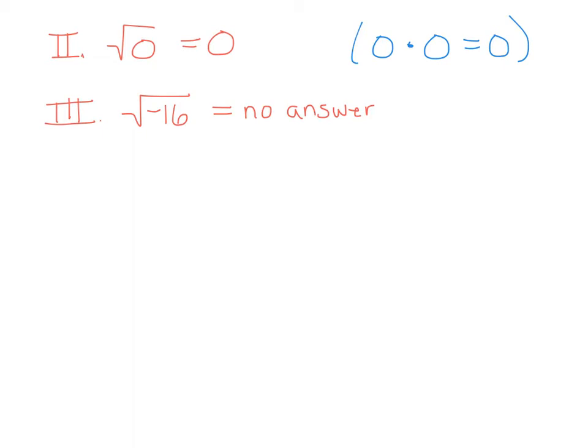Now, as you study math a little longer, instead of saying no answer, you're actually going to say no real solution, no real answer. There's not a real number. There actually is an answer to this. I think we talked about it before. The square root of negative 16 is actually equal to plus or minus 4i. But we're not going to worry about that yet. For now, we'll just say, you know what, you can't take the square root of a negative.